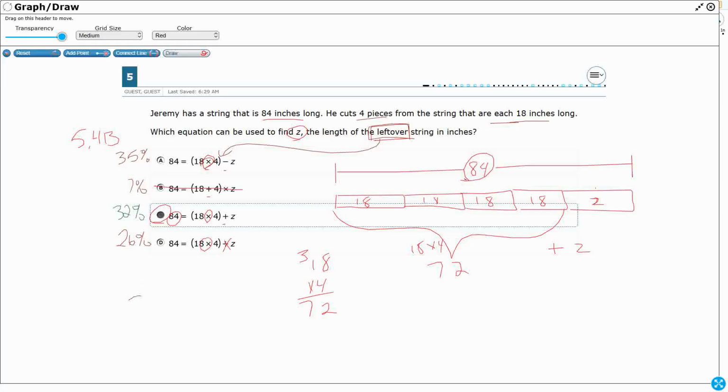This is tied for our third most difficult item on the test. Only 32% got it correct, and more students chose the incorrect answer of A than chose the correct answer of C.